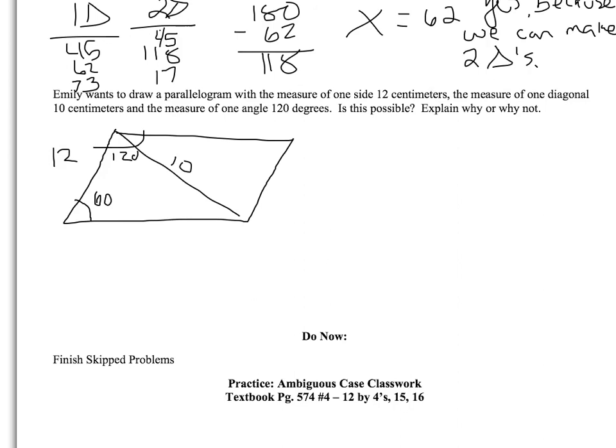I want to know, is it even possible to make this parallelogram? So using the setup, look at the bottom half of this parallelogram only. It's a triangle. We can use law of sines to try to find this angle right here. It's going to be 10 over sine 60 has to equal 12 over sine x. You're going to finish this, cross multiply and solve. If you can get x to equal anything, the answer is yes. If you can't, then it's no.